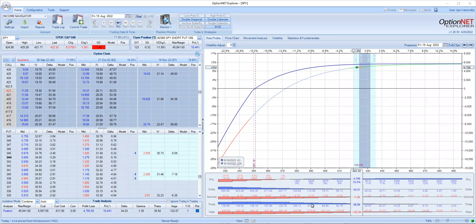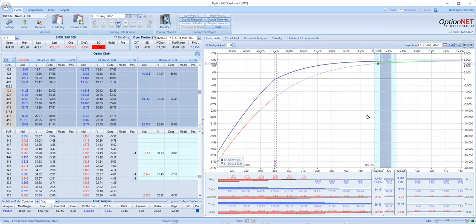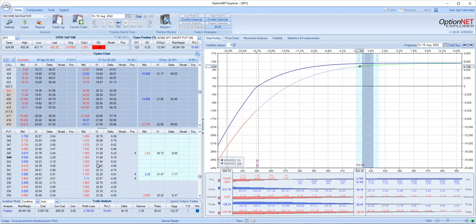All right, so first I'm going to show you guys what I currently have going on. I keep track of all trades in Optionet Explorer. It helps me put it all in one place, keep track of prices, also keeps track of running P&L, and also helps me visualize where my potential risk is. And I'm able to see all of my positions on one screen.